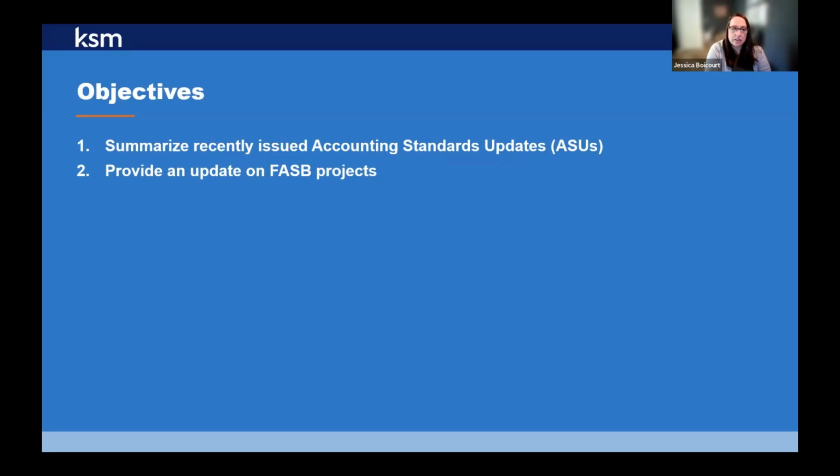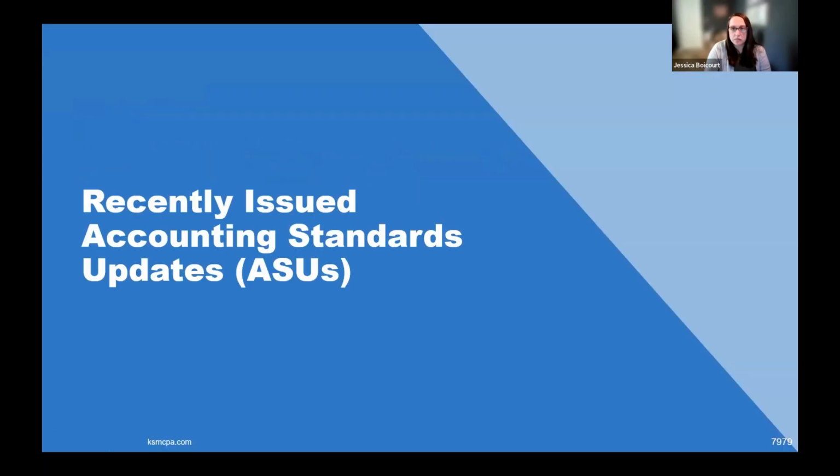Our objectives for this section are to summarize the recently issued accounting standards updates, and then we're going to do a brief update on the overall FASB projects that are out there. So first, for the recently issued accounting standards updates, at our last webinar in November, if you were able to attend, you'll probably notice that the first couple of these are repeats in the sense that the FASB had issued an exposure draft of the guidance, but had not issued the final standard.